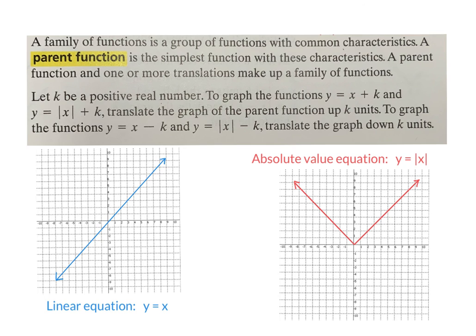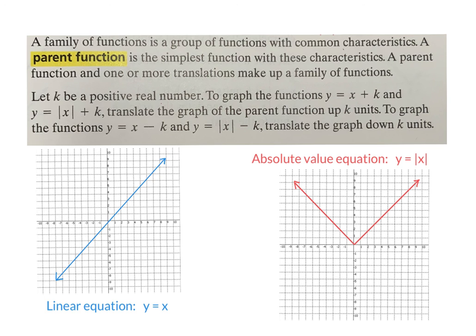In this example, we have a parent function that is a linear equation, which we have learned. y equals x is your standard linear equation, meaning your slope is 1 and your y-intercept is 0. y equals x is just the line straight through the origin with a slope of 1. And then you have your absolute value equation, y equals absolute value of x. Let's look at how they move.